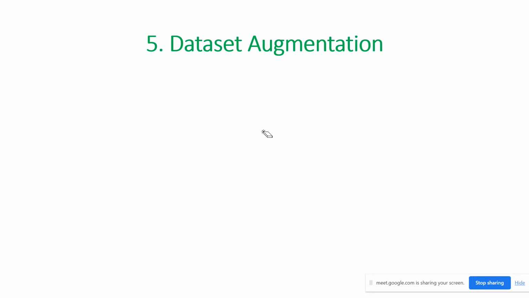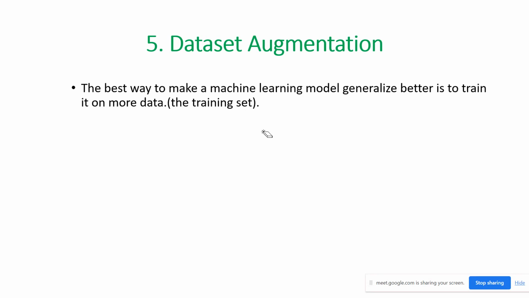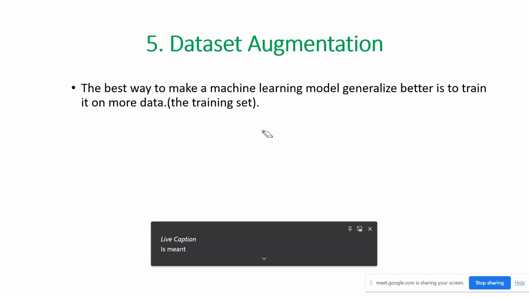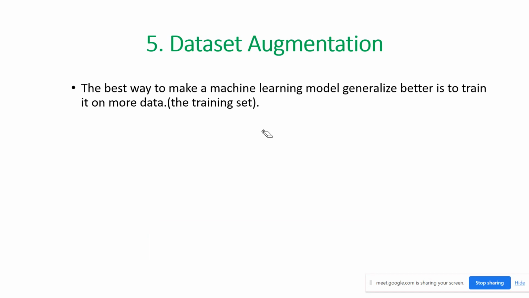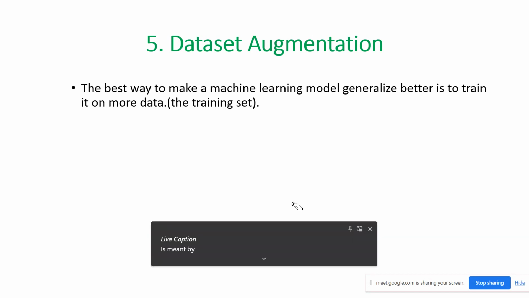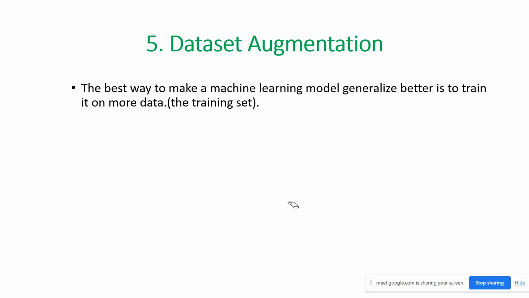In general, the best way of making a machine learning model generalize better is training it on more data. What is the meaning of this? That means usually when we are designing a model, we need a data set. Because we need input, we are passing that input data, and the model learns by applying a learning algorithm, and we are predicting the output.